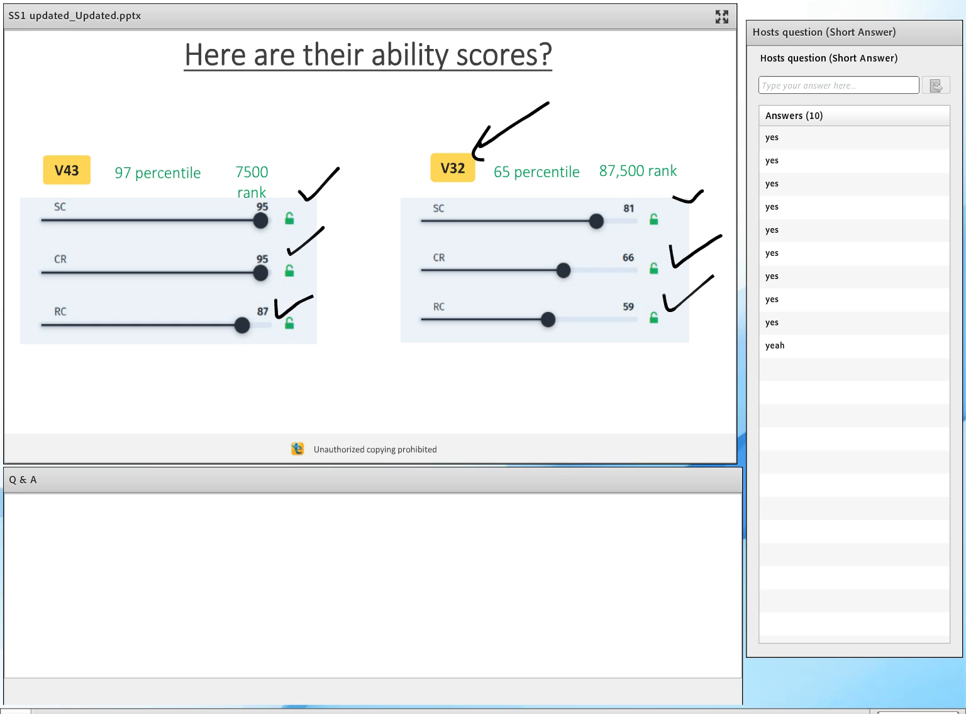Gopi says, for quant and verbal, at what time can we expect a very difficult level? Gopi, it depends on how you do in the first block. If you do really, really good in the first block, the second block would be very difficult. If you get 2 wrong in the first block, the second block would be difficult, but not very difficult. So again, remember, it's an adaptive test. It adapts to your performance.